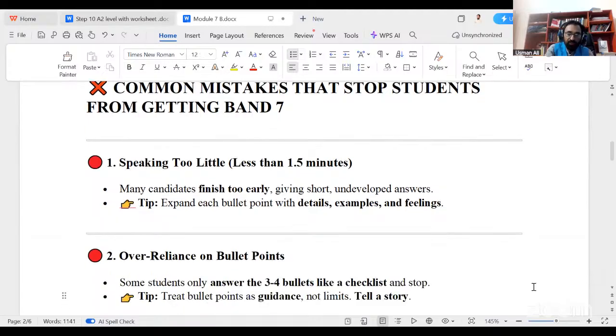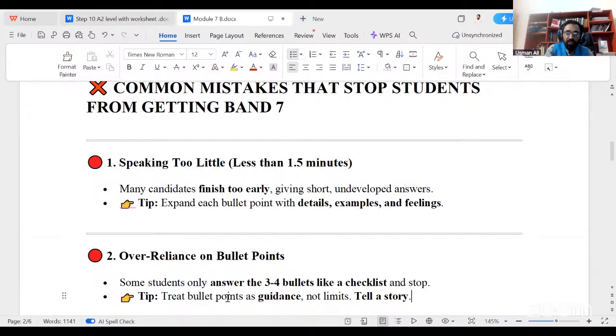Number two, over reliance on bullet points. You are too reliant on your bullet points. That is not good for you. Yes, you must write the bullet points, but you must not rely too much on them. Some students only answer 3 to 4 bullet points like a checklist and stop. Treat bullet points as guidance, not limits.